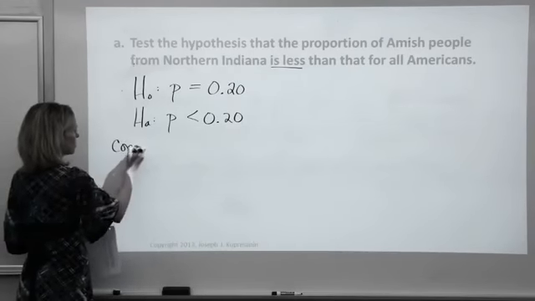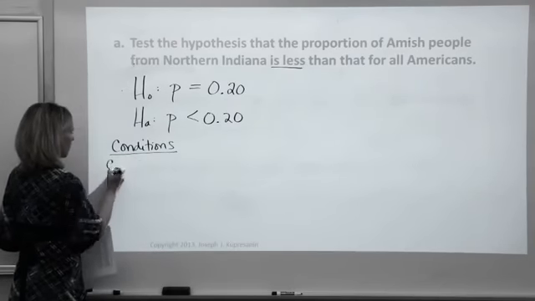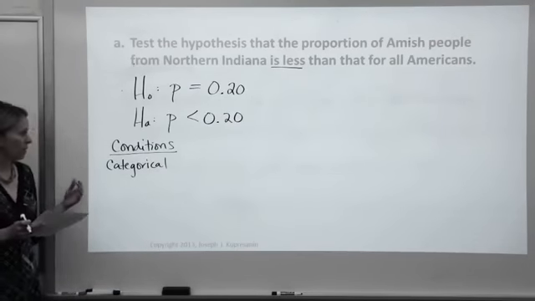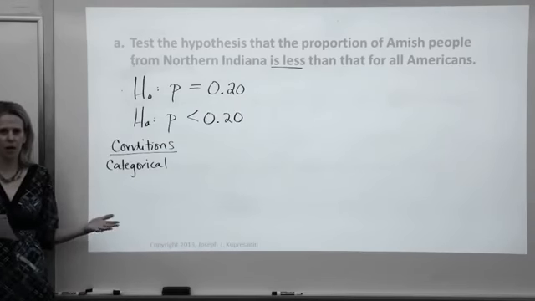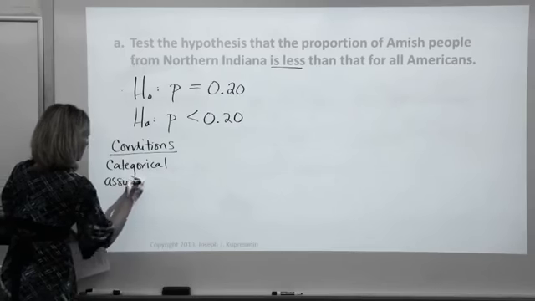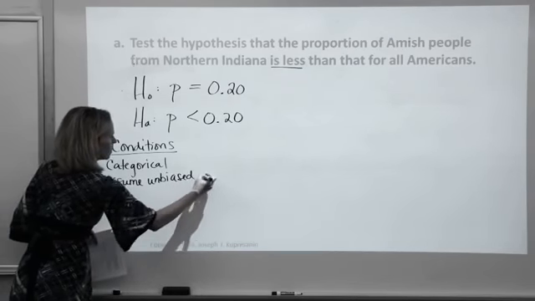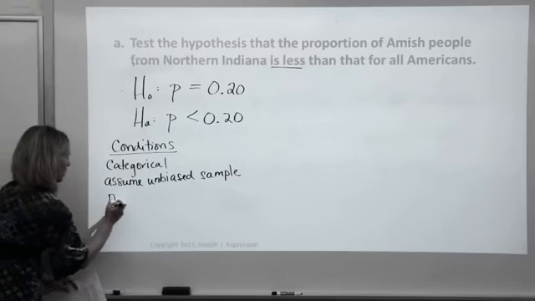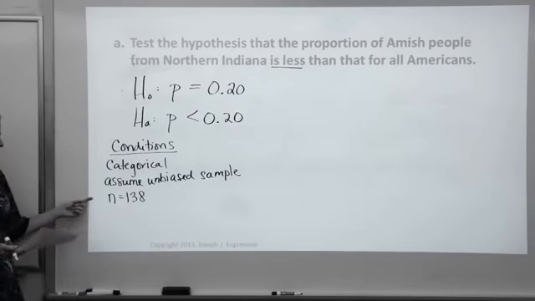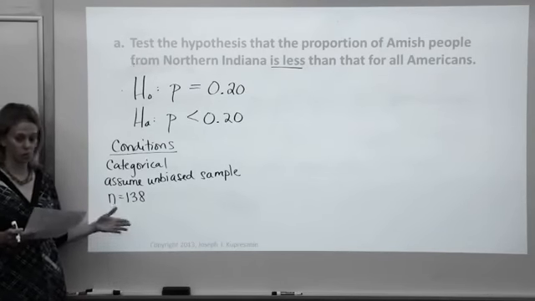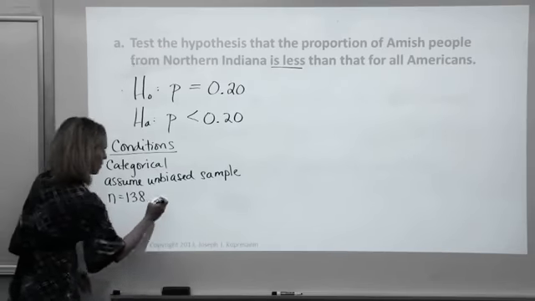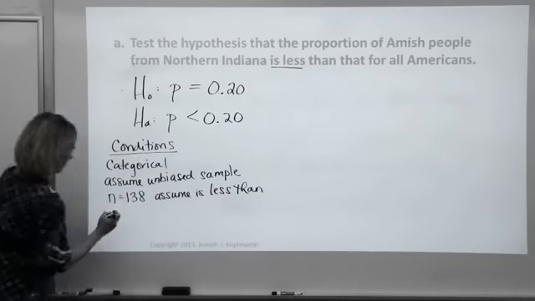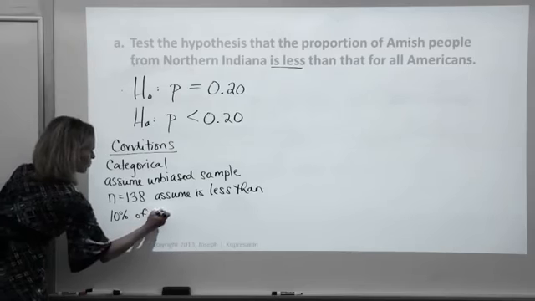If I just mention the conditions, we talked about 1, we definitely have a categorical variable. You either have allergies or you don't. Our sample, we'll assume that this is an unbiased sample of kids. Our sample size was 138. Again, it seems reasonable that 138 is less than 10% of all the children in this community. So we'll assume it's less than 10% of children in this community.